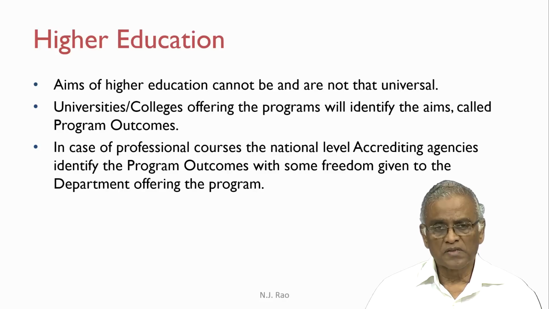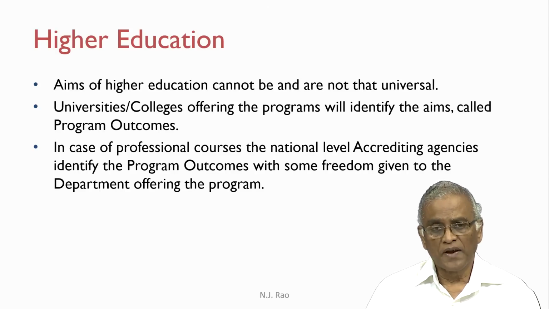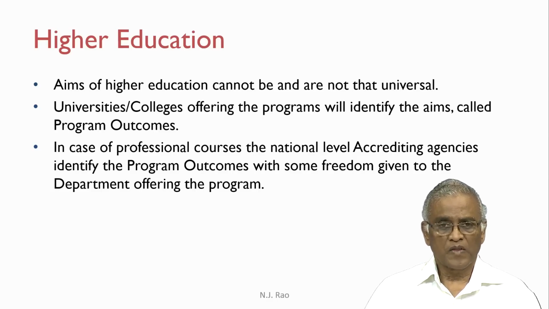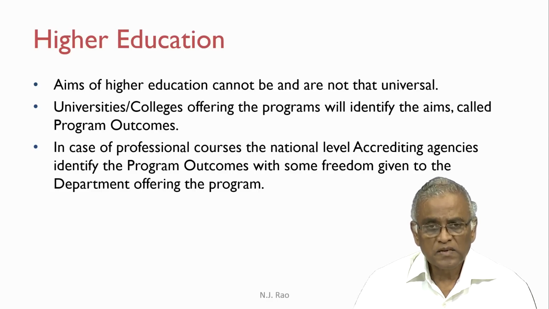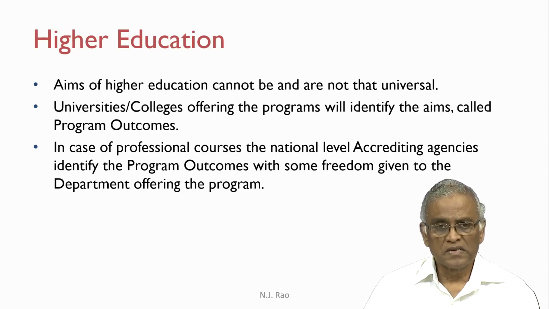Universities and colleges offering the programs will identify the aims, and we are going to call them program outcomes. In our case, some outcomes are defined by the National Board of Accreditation, and some outcomes the universities or colleges offering the program will have to decide. In the case of professional courses, the national level accrediting agencies identify the program outcomes, with some freedom given to the department offering the program.